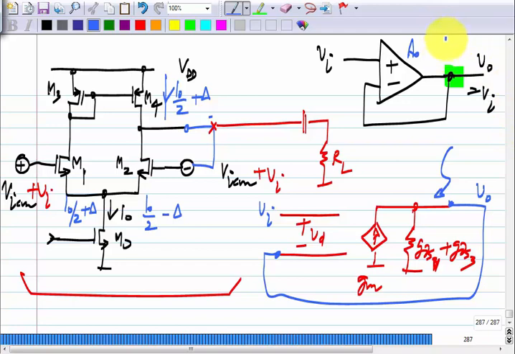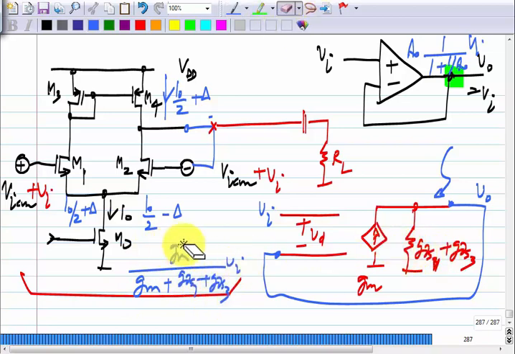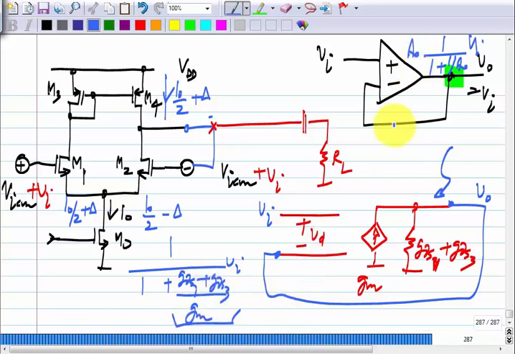A naught by 1 plus A naught, or 1 by 1 plus 1 by A naught times Vi, and here also you get the same thing. I mean, you said GM by GM plus GDS1 plus GDS3 times Vi, which of course is the same as 1 by 1 plus, and I put the GM here. And what is this? This is the reciprocal of the gain. Okay. A naught is GM by GDS1 plus GDS3, right. So, you get exactly that. You get slightly smaller increment than what you apply at the input. So, those things can be got by small signal analysis.